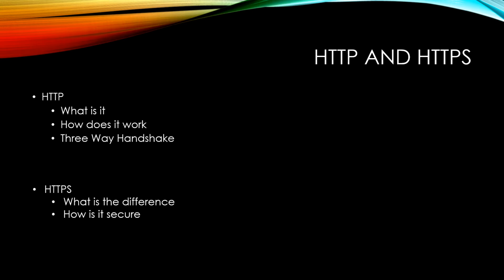Now that we know what HTTP is, let's talk about what HTTPS is. HTTPS is just HTTP secure. The difference between HTTP and HTTPS is that HTTPS uses SSL protocols, and HTTPS works on the application layer as well as the transport layer, because SSL is what runs on the transport layer.